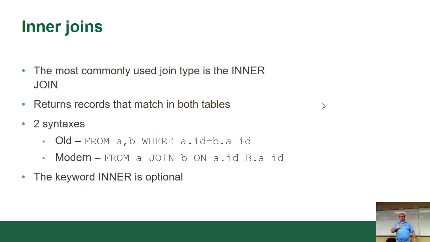There's the old syntax, which is from A, B, where, and then you got to match. When I learned about joins, that's the one I learned. That's what Oracle implemented 20 years ago. And if you wanted to do a left join and a right join, the syntax was strange. It involved moving an asterisk to random places inside of it. It was really unpleasant. The modern one, which has been accepted, is from A, join B, on, and then you talk about the points of commonality. Now, the other thing about the inner join is the inner keyword is optional.